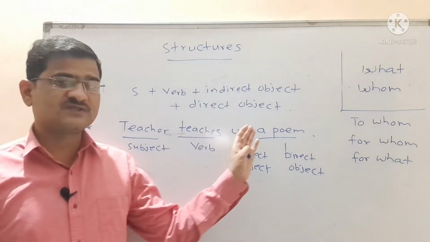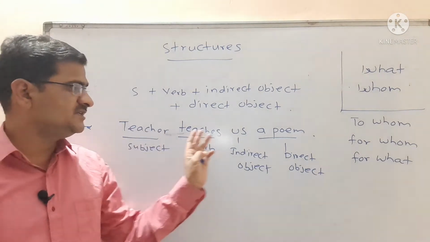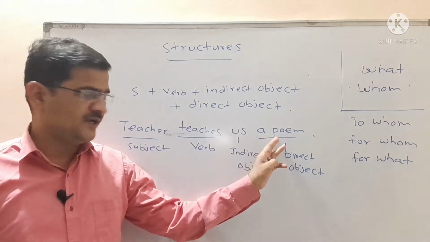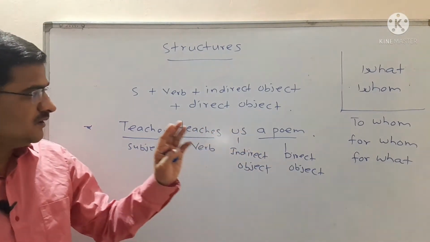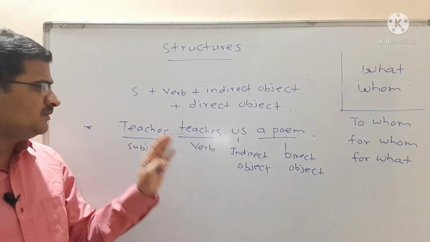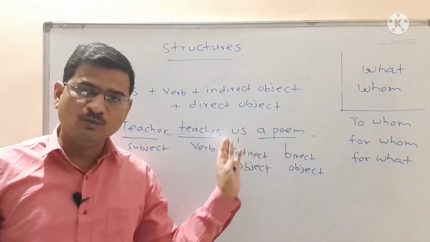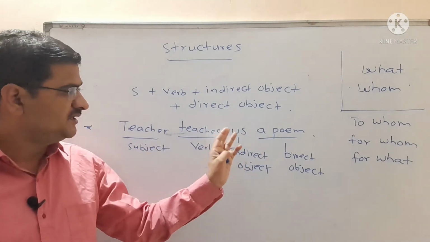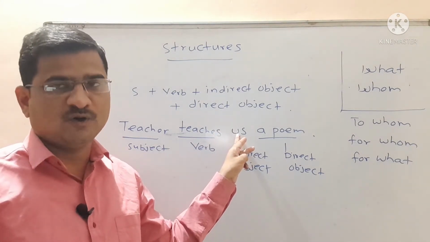Teacher teaches us a poem. What does teacher teach us? A poem. Therefore, it is a direct object. To whom does teacher teach a poem? Therefore, us is an example of an indirect object.